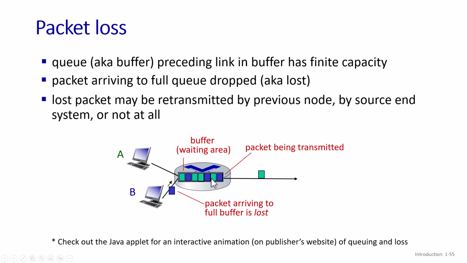So what happens to lost packets? Well, they're lost. So these lost packets may be retransmitted by a previous node, or by the source end system, or even not at all. So sometimes a lost packet may be a problem if it's part of an email, but it may not be a problem if it's like a streaming video, right? If we lose one frame out of many frames, we may not catch it with our eyes. But if that's a significant portion of an email that includes the address for it, then this packet will need to be retransmitted to be able to send this email.